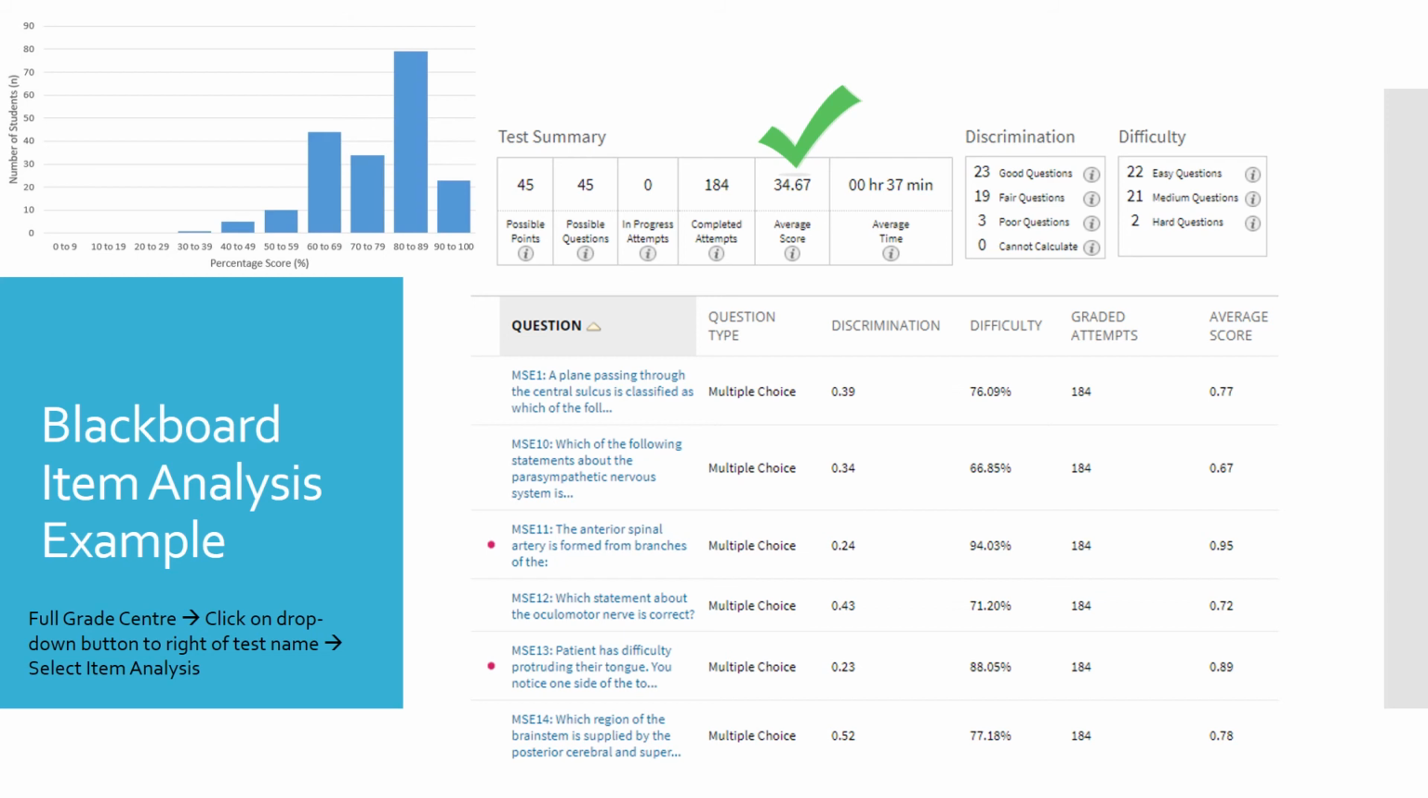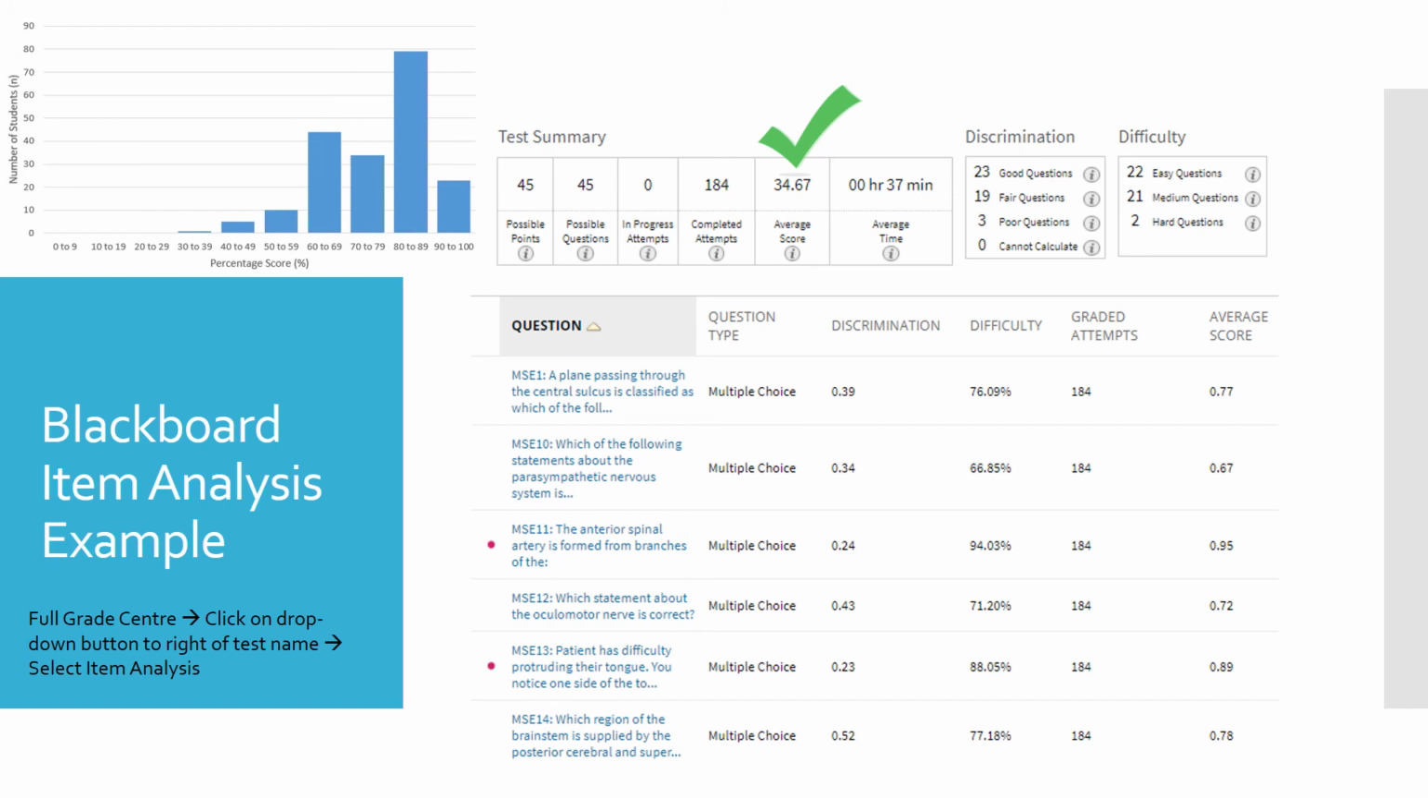Now Blackboard just spits out and categorizes up the top here our discrimination and difficulty index. So for this mid-semester exam, it said there were 23 good questions, 19 fair questions, and 3 poor questions. The difficulty index said there were 22 easy questions, 21 medium questions, and 2 hard questions. So if we go down to each of our questions that are sitting at the bottom of our item analysis, we can see that 2 of them actually have a red or a pink dot next to them. So those are questions that Blackboard is asking you to go and review. Now, if we come and review those, we can see that the discrimination ability is quite low, 0.24 and 0.23, and the difficulty index is high.